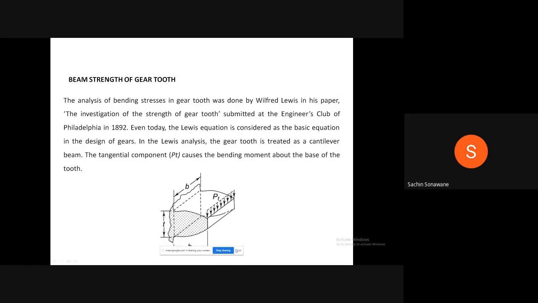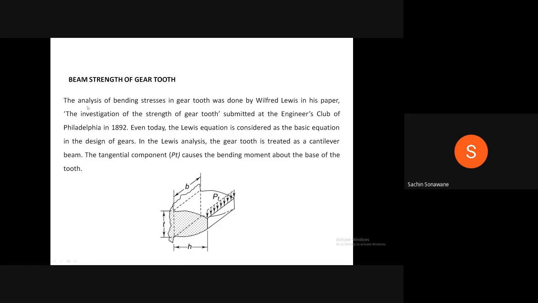Therefore, in the diagram, it has been shown that the width at the base is equal to B. T is equal to the thickness of the tooth and H is equal to the height of the tooth. And this PT is the tangential load which is uniformly distributed along the entire face width.